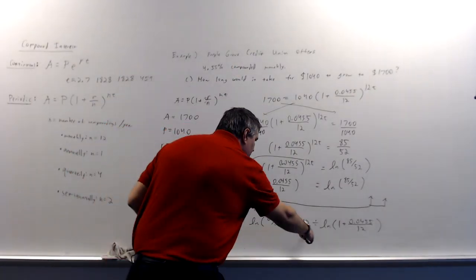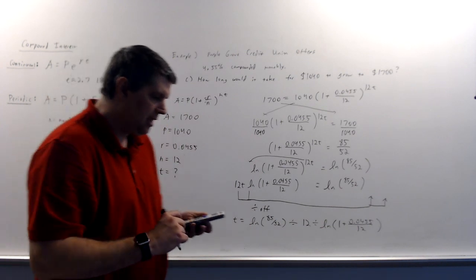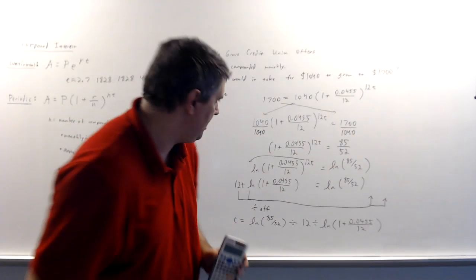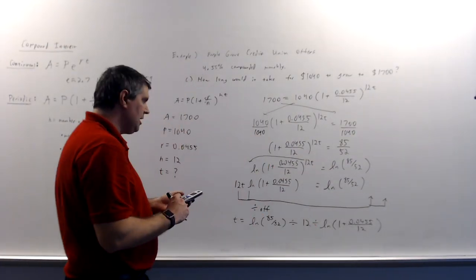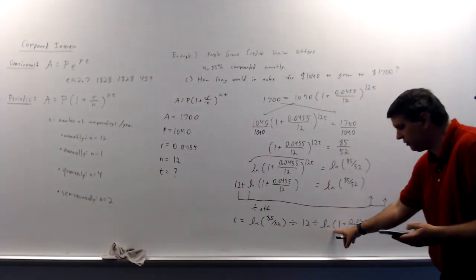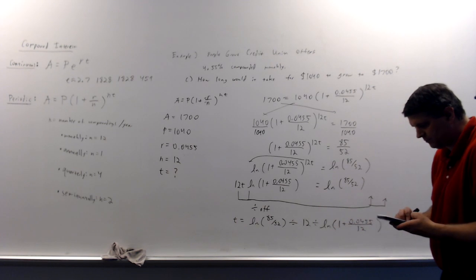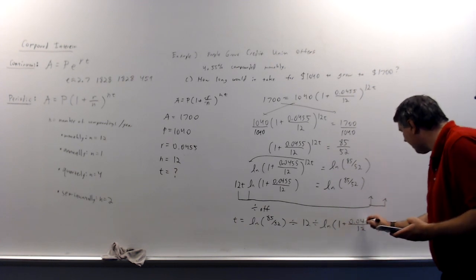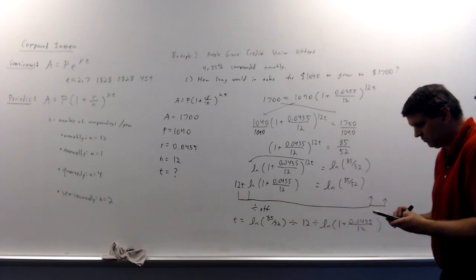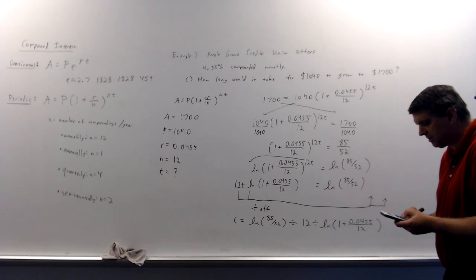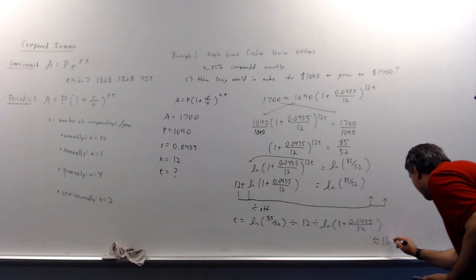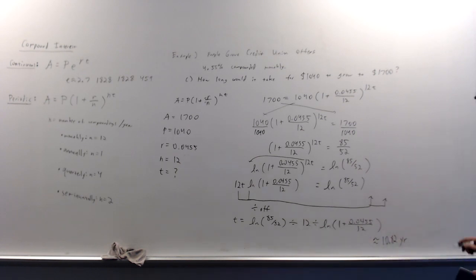Now, divide by 12, hit enter or equal. Now I'm looking at 0.04095 something. Now divide natural log, parenthesis, very important that you include that parenthesis, 1 plus 0.0455 divided by 12, balance the parenthesis, and we get approximately 10.82 years.